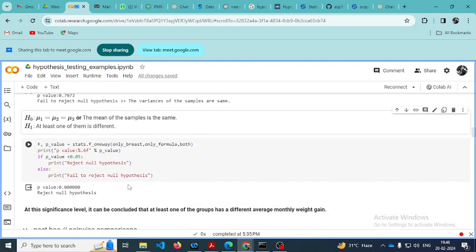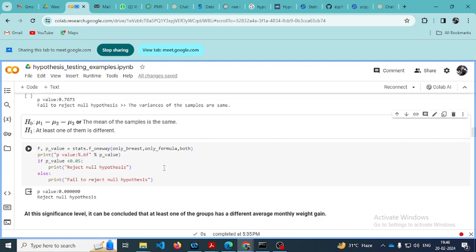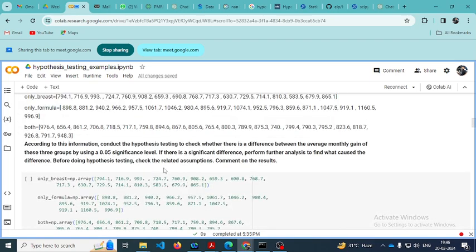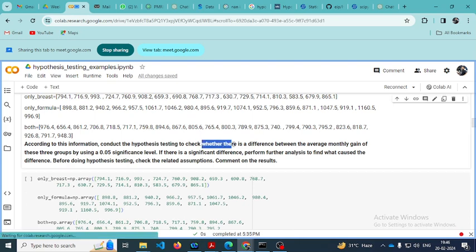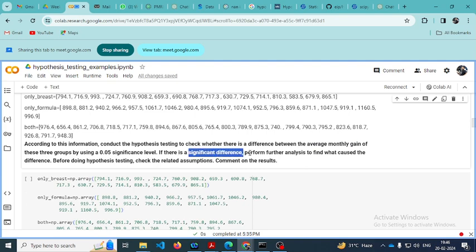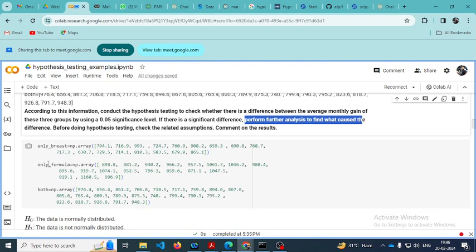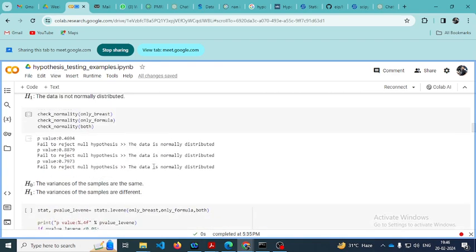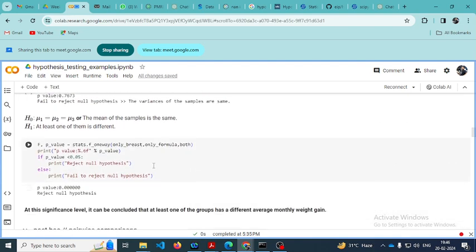Now, in the problem statement they are asking you to check whether there is a difference between the average monthly gain of these three groups using some significance level. If there is a significant difference, perform further analysis. So let me see whether there is any significant difference or not.